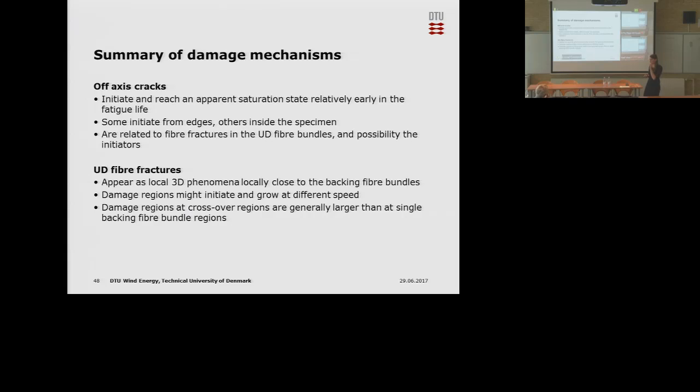It's clear that they are related to the fiber fractures, that they are always appearing in the same, connected regions. And the unidirectional fiber fractures appear as 3D phenomena, and as local features. I didn't talk so much about this, but from watching all these results, the damage is probably initiating and growing at different speeds, depending on the fiber bundle structure. And the damage regions at the crossover regions were generally seen to be larger than at regions where it's just one backing fiber bundle.